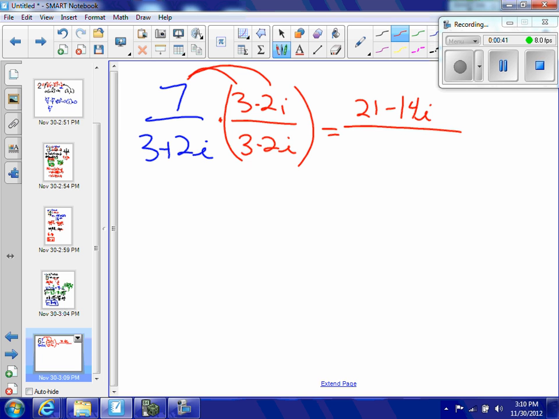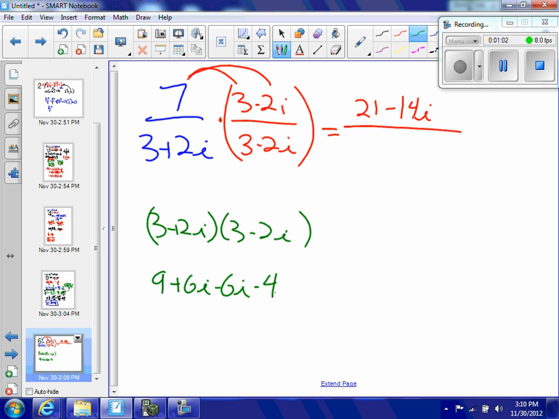my bottom, I can FOIL it out. I'll do that right down here. I'll FOIL it out. So if I go 3 plus 2i, 3 minus 2i, I get 9 plus 6i minus 6i minus 4i squared. Plus and minus 6i goes away. I get 9 minus 4i squared.